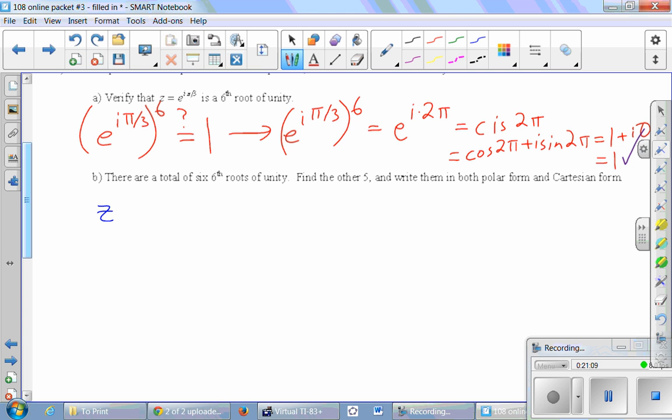So what I did in the class video, and don't write this, was I started off by making a generic complex number called z and raising it to the 6th power and making it equal to 1. But z is already reserved in this problem for e to the I pi over 3. So I'm going to use w instead of z. So I'll just make that clear here, where w is a general complex number.